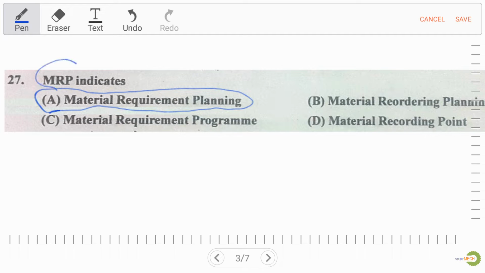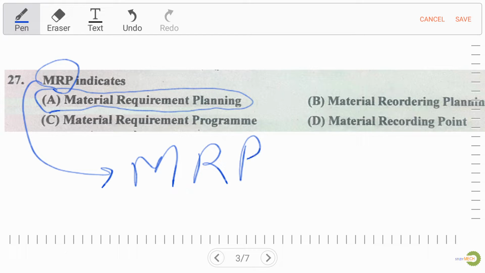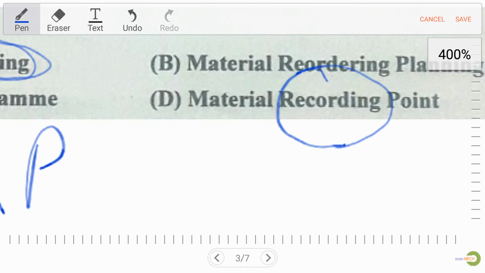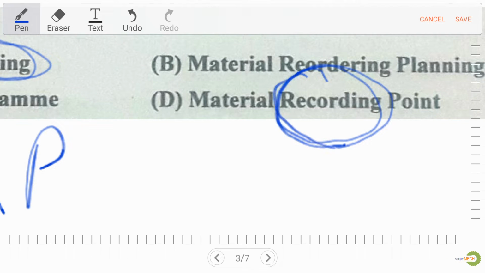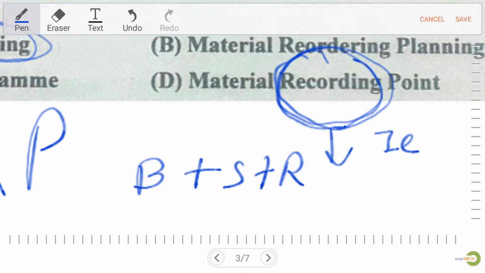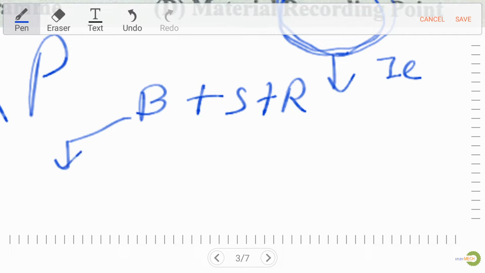First of all, as we know, MRP stands for maximum retail price, but over here our answer is material requirement and planning. Now another term, that is recording point. Let me zoom over here, recording point. Now recording point in industrial engineering is also known as B plus S plus R. Now what is B, what is S, and what is R? Let's see.